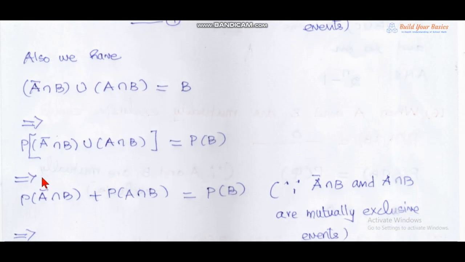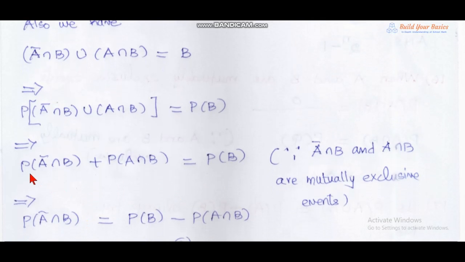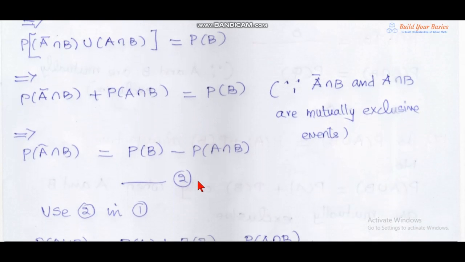Therefore, probability of A bar intersection B plus probability of A intersection B equal to probability of B. From this we can write down the value of probability of A bar intersection B. Probability of A bar intersection B equal to probability of B minus probability of A intersection B. This is equation 2. We can use equation 2 in equation 1.